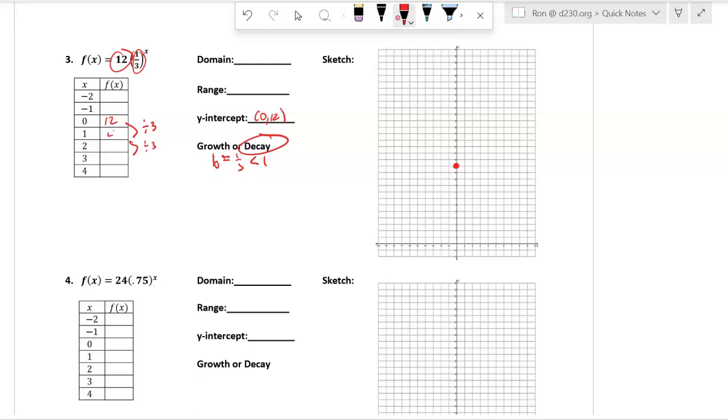So 12 divided by 3 is 4. 4 divided by 3 is 4/3. If I work the other way, though, I would multiply. 12 times 3 would be 36. 36 times 3 is 108. Right, so if I wanted to work backwards here, negative 1 and 36 is going to be somewhere up here. We said 1, 4. 4/3 is 2 and 1 and 1/3. And if we really wanted to graph this, our graph would look like this. Okay.